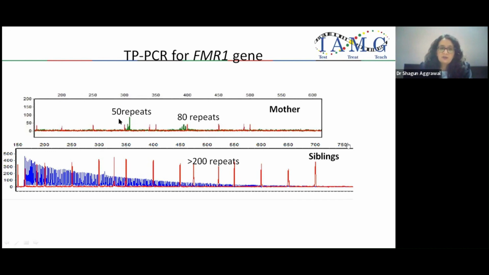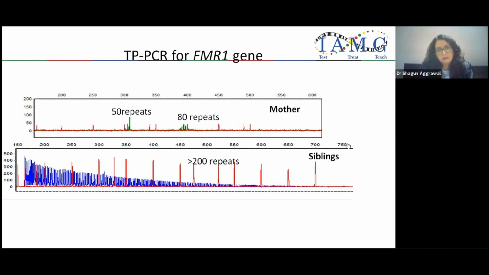So a number of trinucleotide repeats less than 50 is normal. So in the mother, we have one X chromosome having 50 repeats, but expansion beyond this is seen on her other X chromosome, where she has 80 repeats. So this is known as a pre-mutation. And the number of repeats becoming more than 200 is what is called a full mutation in this gene. So in fact, all the siblings, the males as well as the female, had more than 200 repeats in the FMR1 gene, and this is located on the X chromosome.